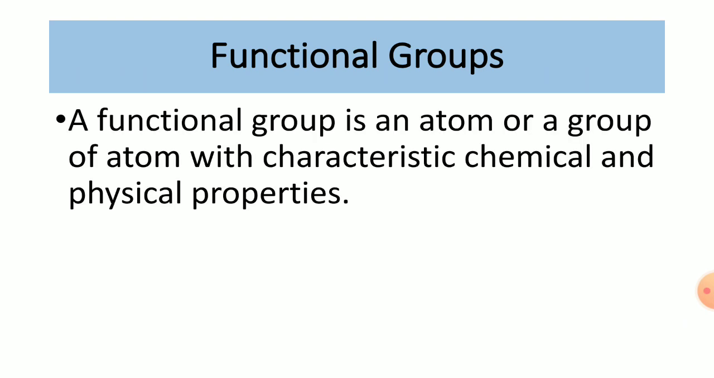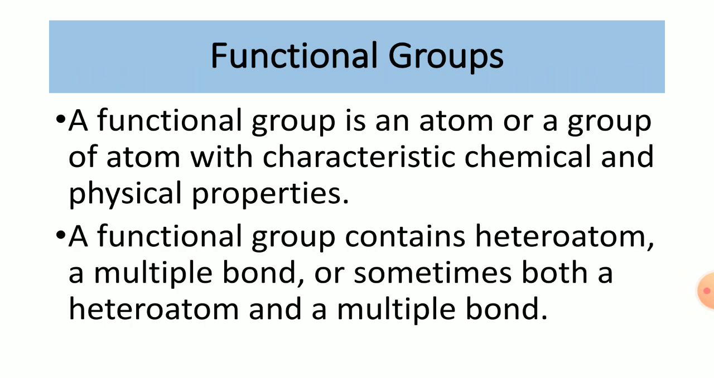A functional group is an atom or a group of atoms with characteristic chemical and physical properties. So, a functional group determines a molecule's shape, properties, and the type of reaction it undergoes. A functional group contains a heteroatom, a multiple bond, or sometimes both a heteroatom and a multiple bond. So, a functional group behaves the same whether it is bonded to a carbon backbone having as few as 2 or as many as 20 carbons.